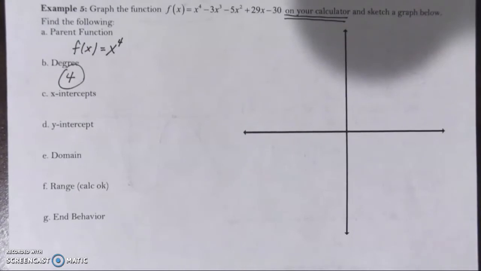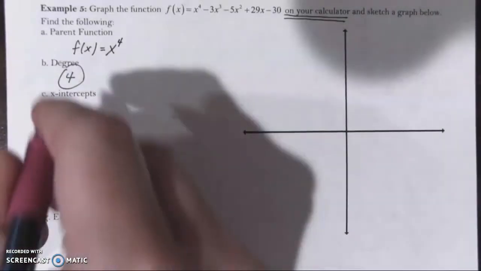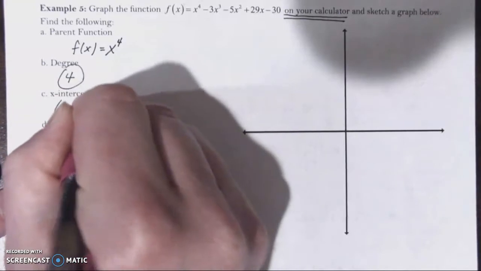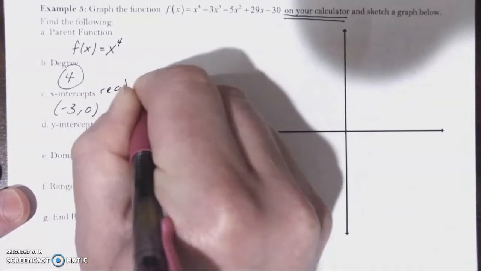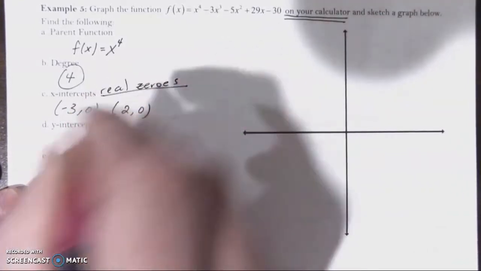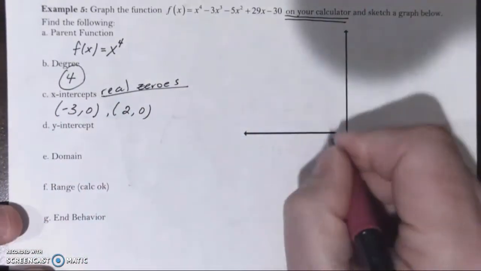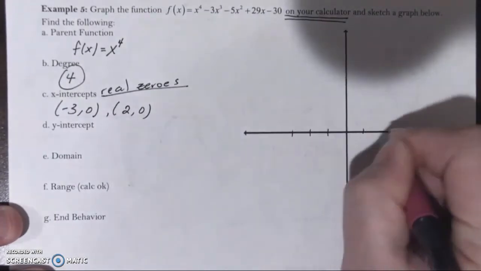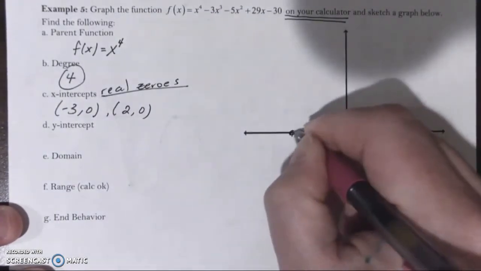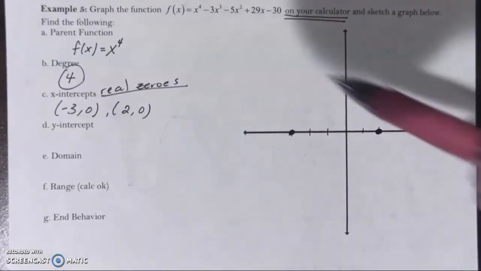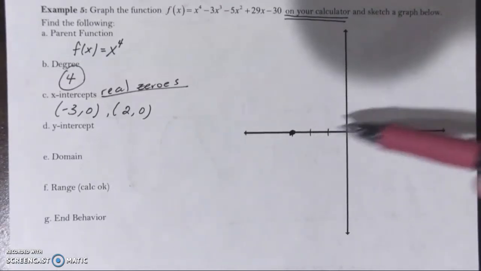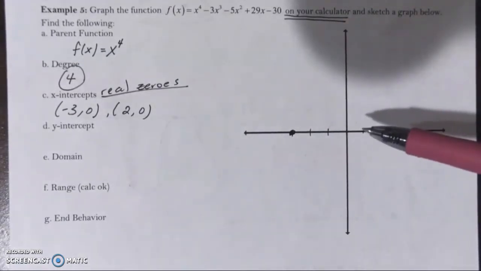x to the fourth minus 3x to the third minus 5x squared plus 29x minus 30. You can pause the video, plug it in, and then play the video. So after plugging it in, you should see that we have x-intercepts, or real zeros, of negative 3 comma 0 and 2 comma 0. So we've got negative 3, we've got 2. Notice from your calculator that they cross, so these will both have an odd multiplicity.